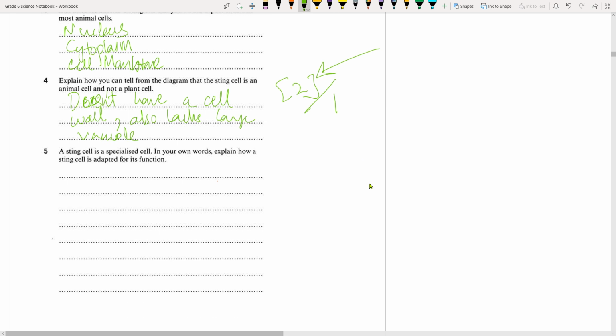Okay. All right. A sting cell is a specialized cell. In your own words, explain how a sting cell is adapted. Although there were a lot of lines, usually for these many lines, the marking criteria is 3 marks or 4 marks. So that means you have to get three distinct points, right? So number one, specialized, because why is it a specialized cell? Because it doesn't have common animal cell structures, right? For example, it doesn't have mitochondria, right? That's one, right? This is one score.